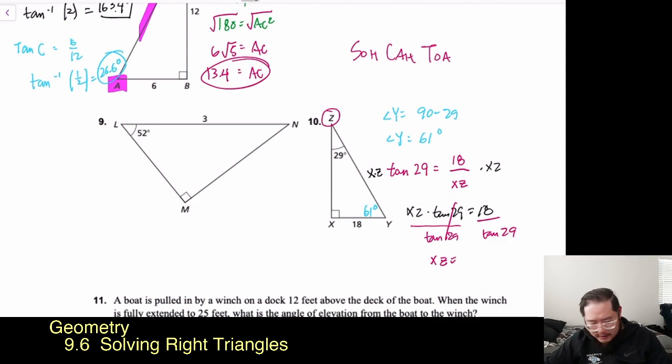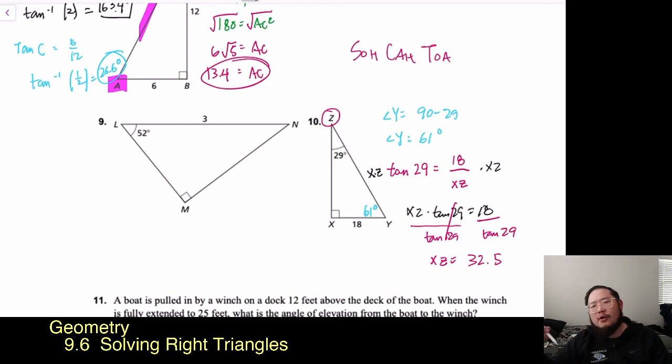And I am getting 32.5. Okay, so that is the length of X to Z. So how about if I want to figure out what the hypotenuse is? That's the missing piece right there.